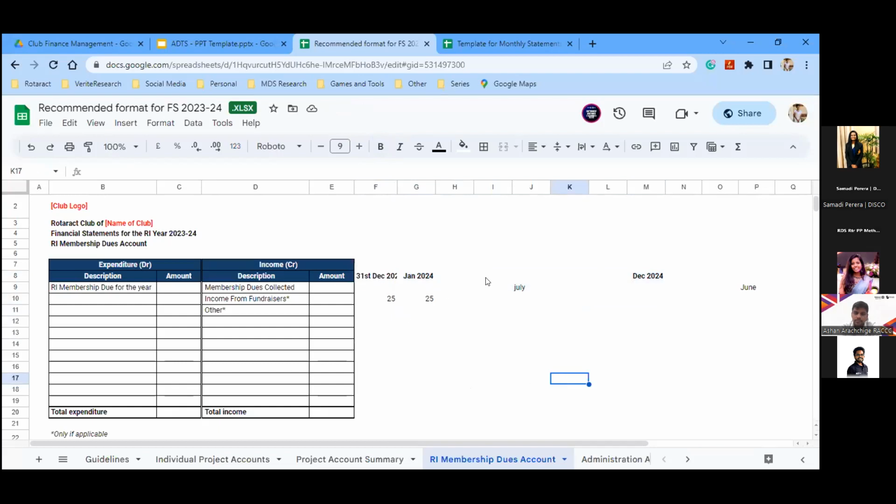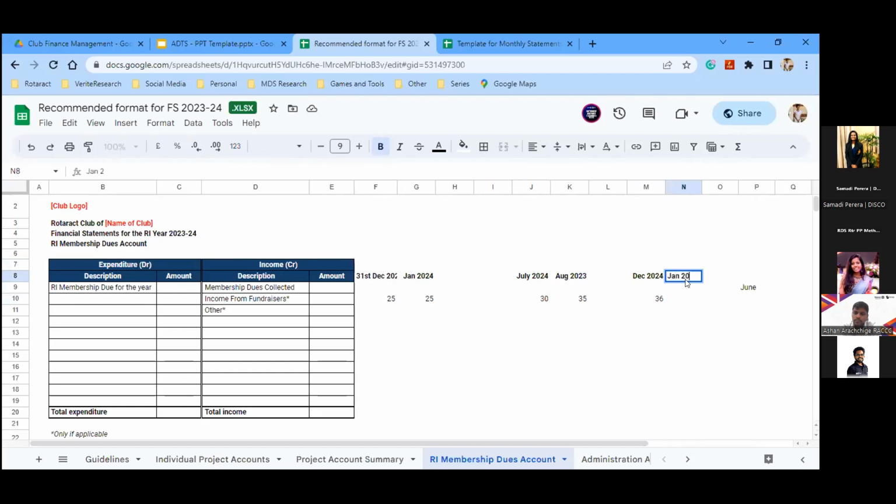That's the assumption. But between January and December, there will be new members joining. In July it will be 30 members, and by August 2024 it will be 35 members, and so on. Let's say by the 31st of December 2024, it's 36 members.